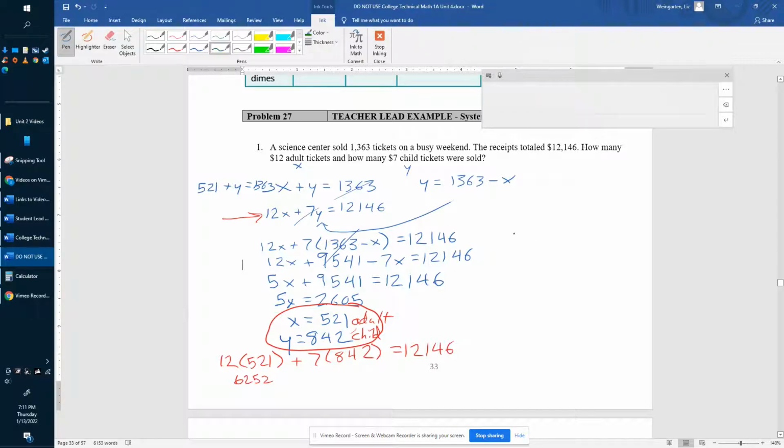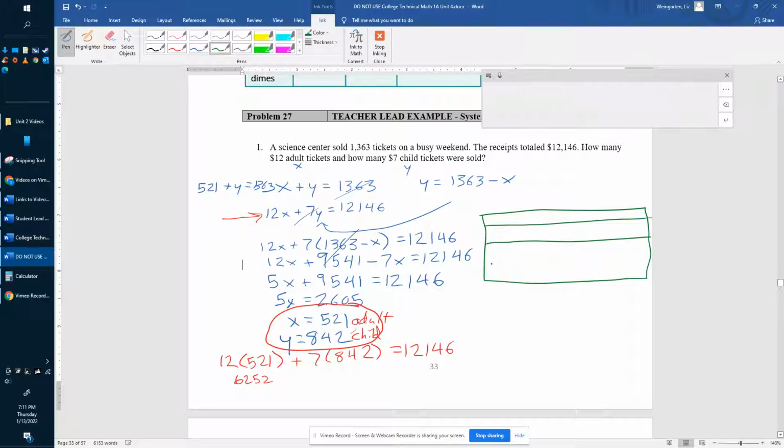Another strategy using the box. Lots of boxes in this class. There's the box method, there's this box. So what we're going to do is we're going to have a row for the headers, a row for one item being adult, a row for the other item being child, and the last row is total. So this is the ticket type. First is adult, then child, next is the number of tickets.